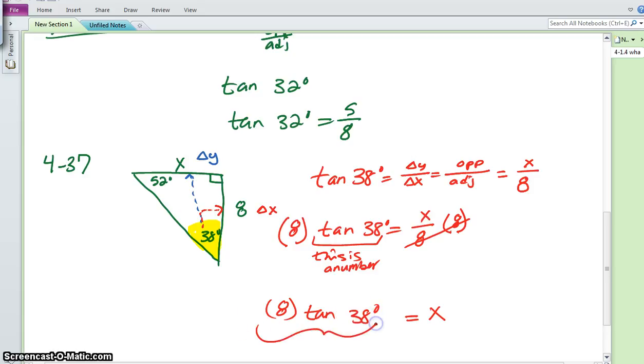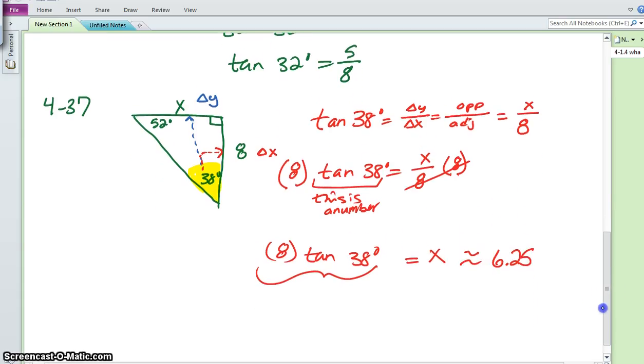This is entered into the calculator as is. 8 times the tangent of 38 is approximately 6.25. I'm dropping the 0.03 in the thousands and 10,000s place, so I'm being careful to use the approximate symbol, 6.25.